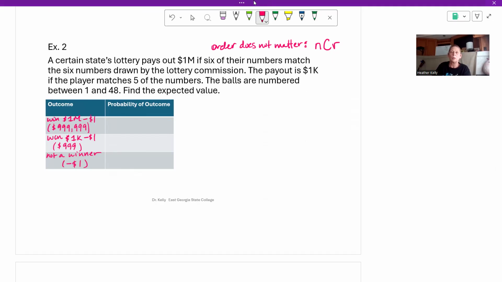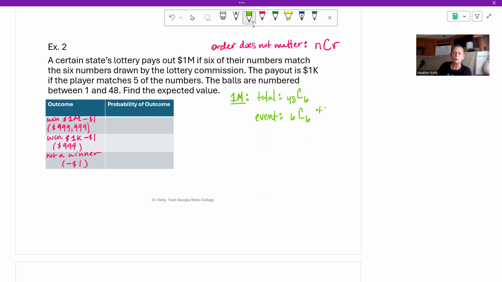Now let's work on our probabilities. We just did this in our last lecture. So let's talk about it for a second. To win 1 million, let's do the 1 million first. Remember, what do we have to know? We have to know the total, and that is going to be 48 choose 6. And we have to know the event. And the event is of the 6 numbers chosen, you got the 6 right.